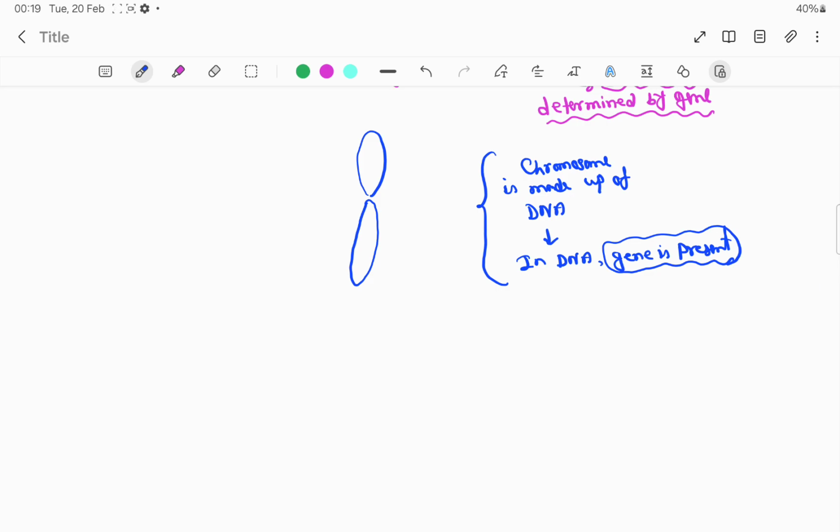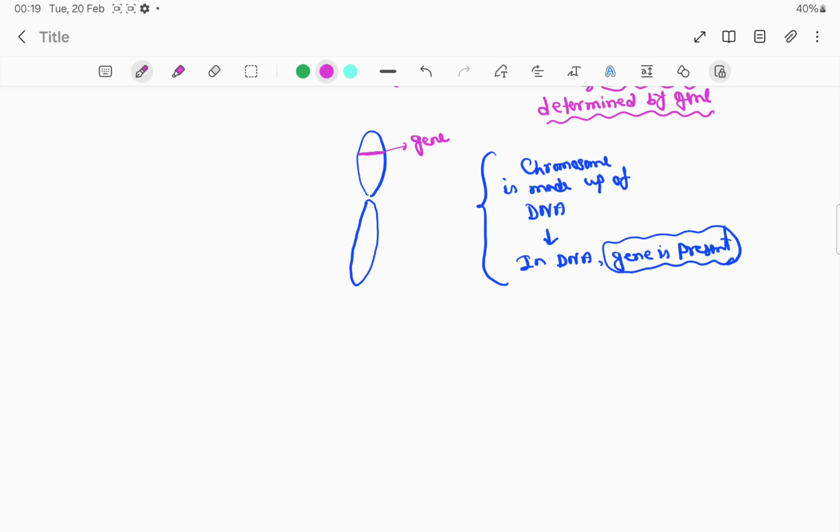Is it clear? In chromosome what is present? Gene is present. Suppose I have drawn this chromosome, and in this region a particular gene is present. Because the chromosome is made up of DNA, and in DNA there is gene. So actually the gene is present in chromosome.